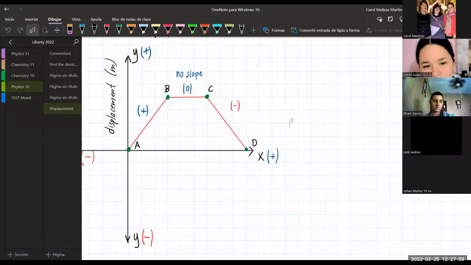So, we're going to consider the following equation. To calculate average velocity, you're going to need the formula for displacement and the formula for time. Here in the x-axis, you're going to have your time that will be measured in seconds.